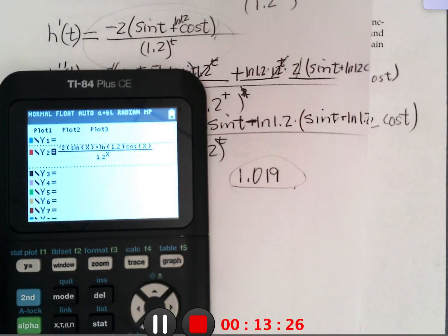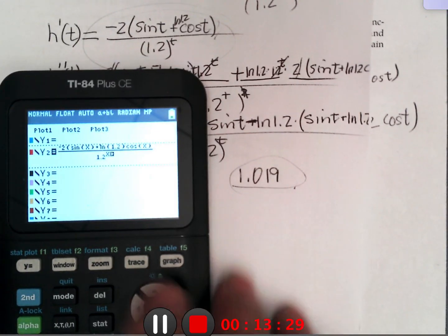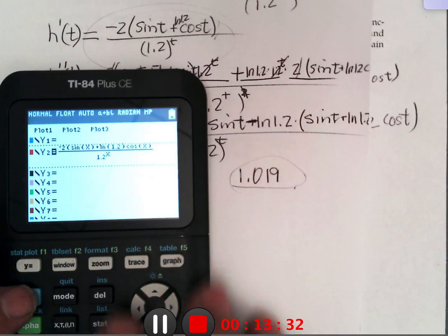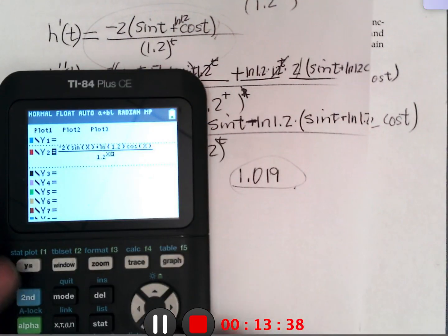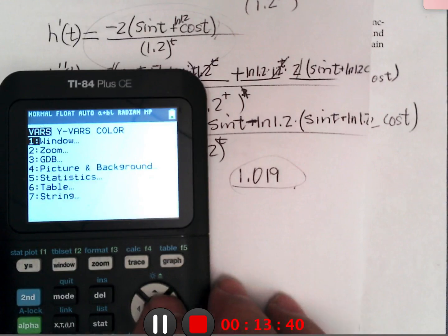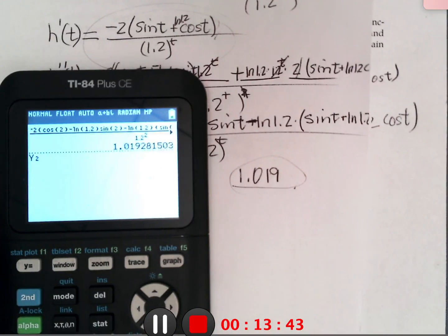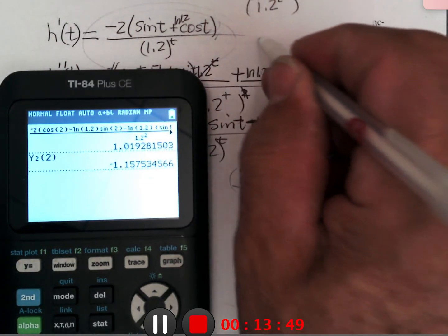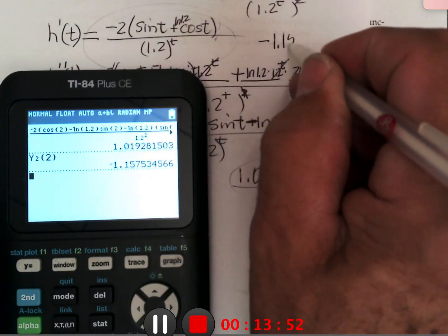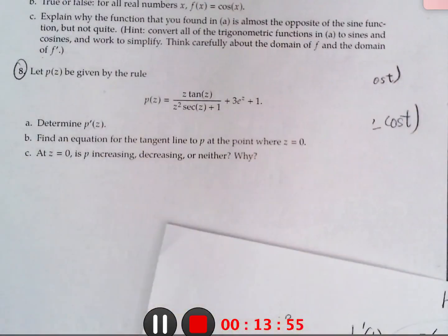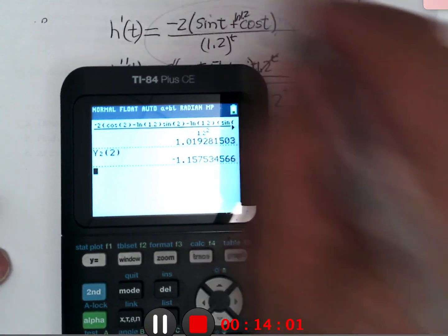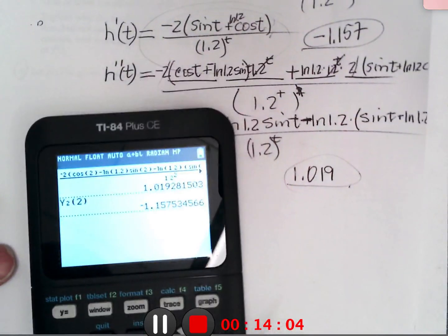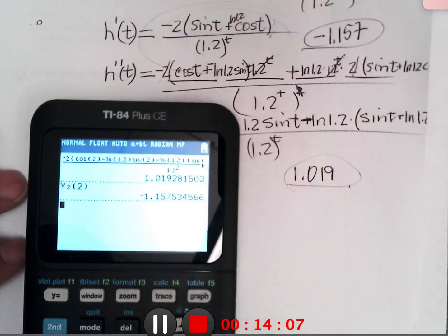Okay? So that's y2. And if I want to find y2, the first derivative at 2, I'm going to do y2 of 2. So I'm going to quit here and go vars, y variables, function y2 of 2. And it's going to tell me this answer is -1.157. Did I do that already? Nope. Oh, yes, I did up here. So I just did it twice. Luckily, I got the same answer. All right. And then I got this for the acceleration.